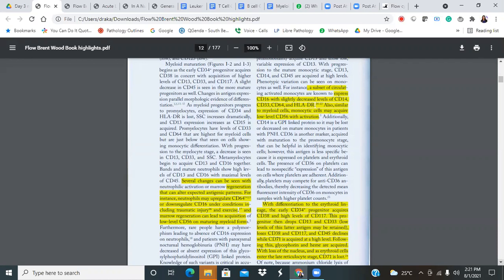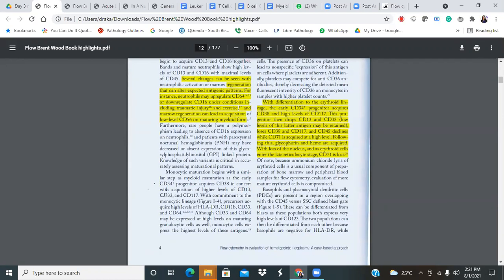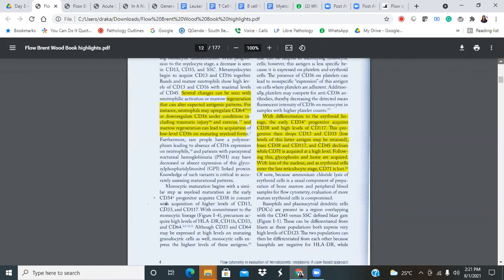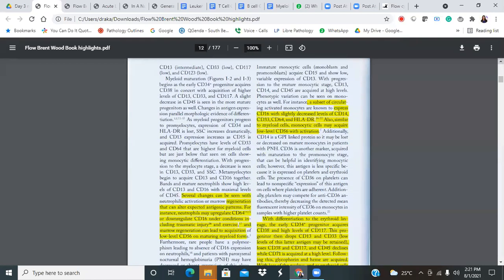I have seen CD56 being acquired by the mature myeloid forms, and the marrow is normal, very often in my practice. I have seen three or four cases so far, and the first time I was wondering, why is it so? Thank you.